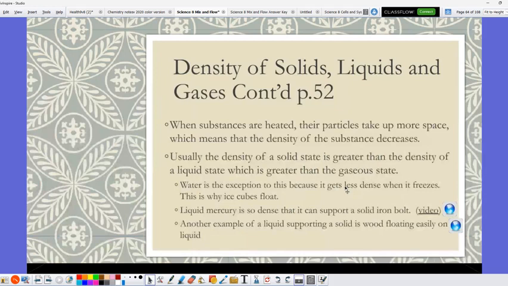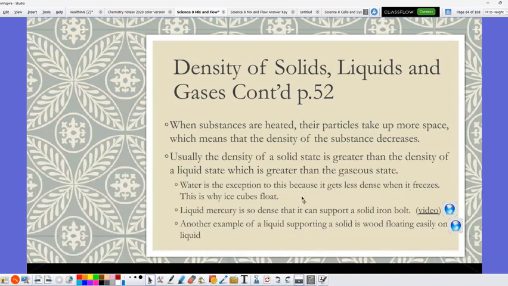Density of solids, liquids, and gases. When substances are heated, their particles take up more space, which means that the density of the substance decreases. And usually the density of a solid is greater than the density of a liquid, which is greater than that of a gas. Water is the exception to this because water gets less dense when it freezes. That's why ice cubes float.